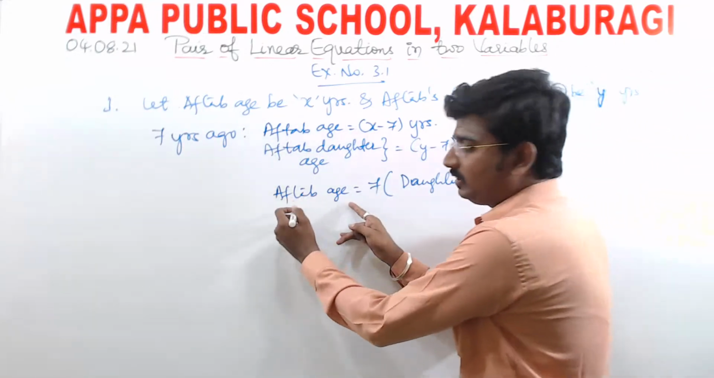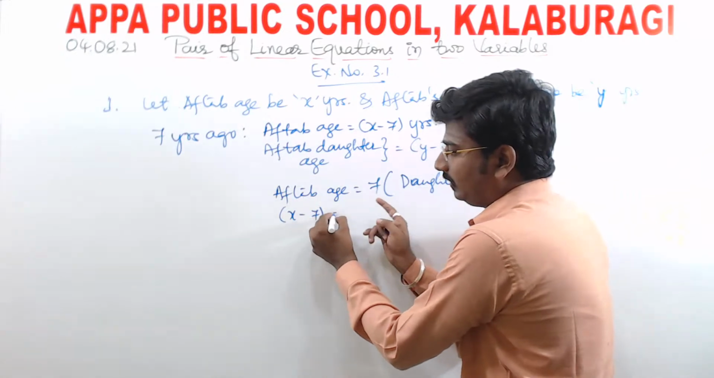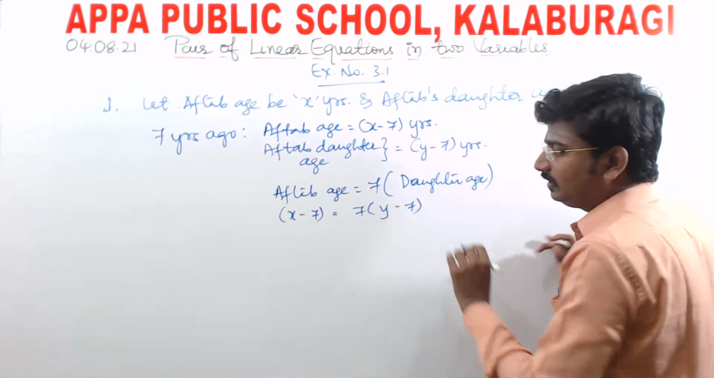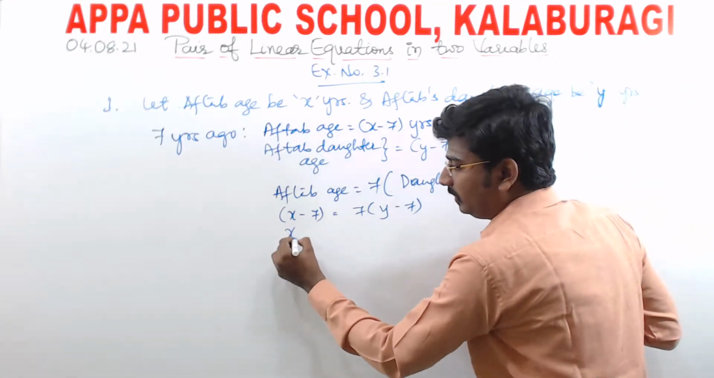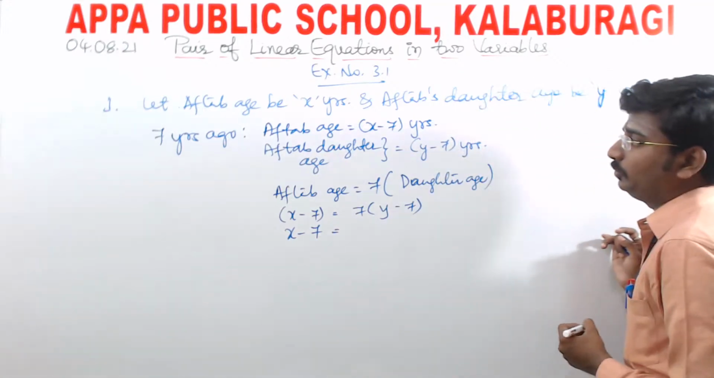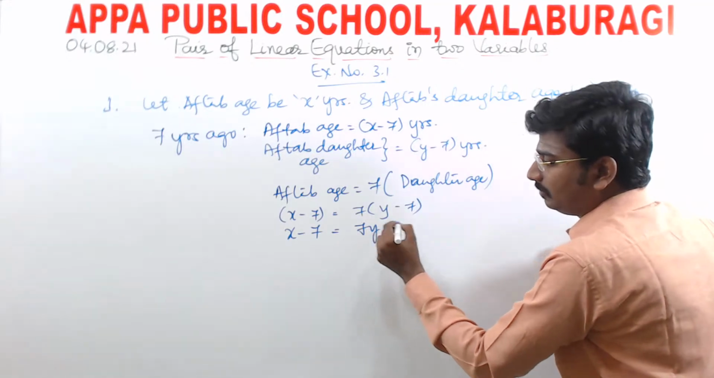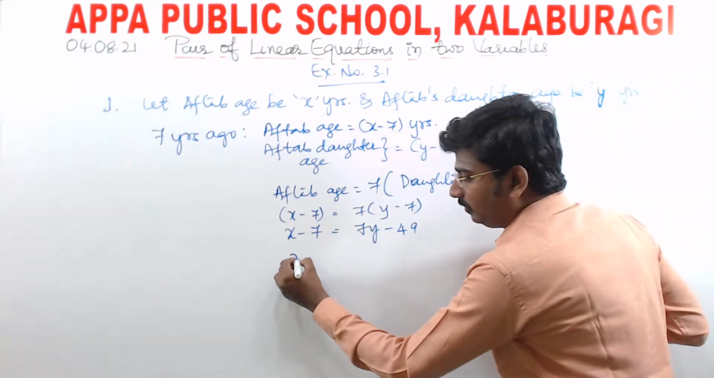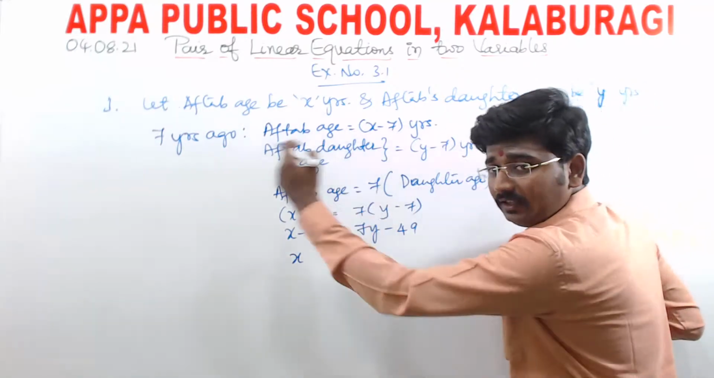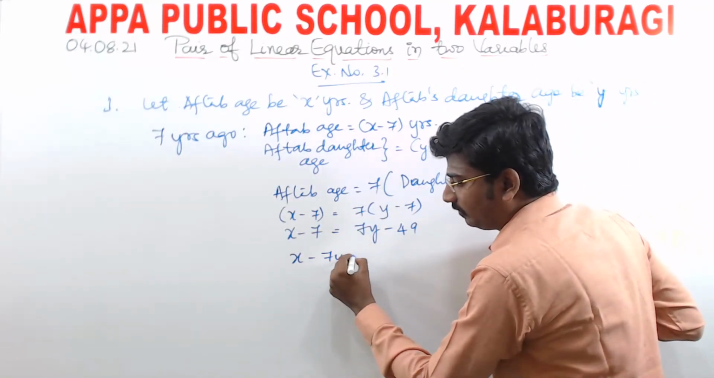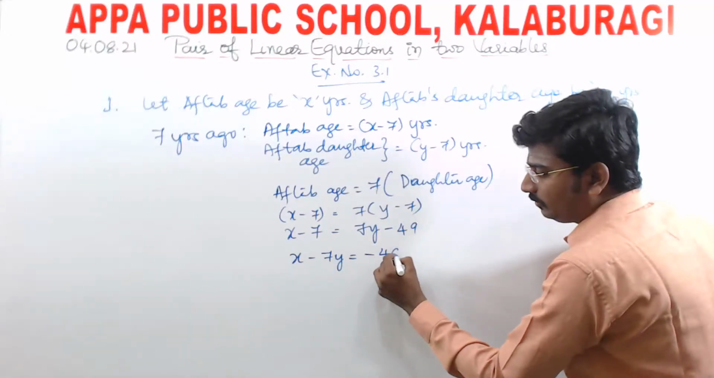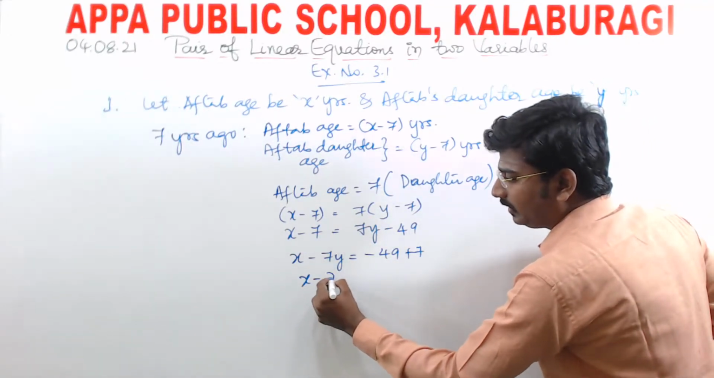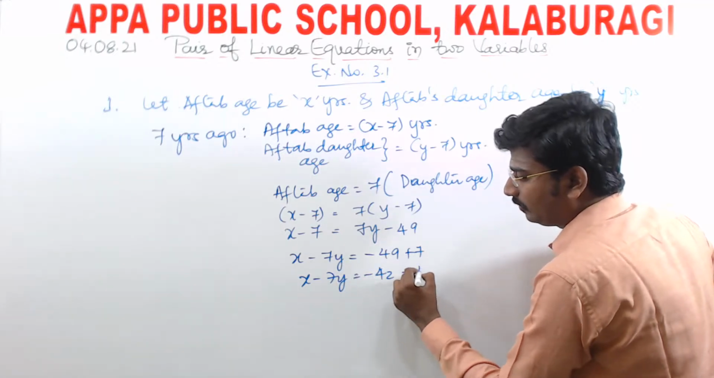Okay, so Aftab's age 7 years ago was X minus 7, and 7 times the daughter's age, Y minus 7. So this would be X minus 7 equal to 7 times Y minus 7, which is 7Y minus 49. X I will keep as usual, 7Y I will take to the LHS: minus 7Y is equal to minus 49 plus 7. So the equation would be X minus 7Y equal to minus 42.